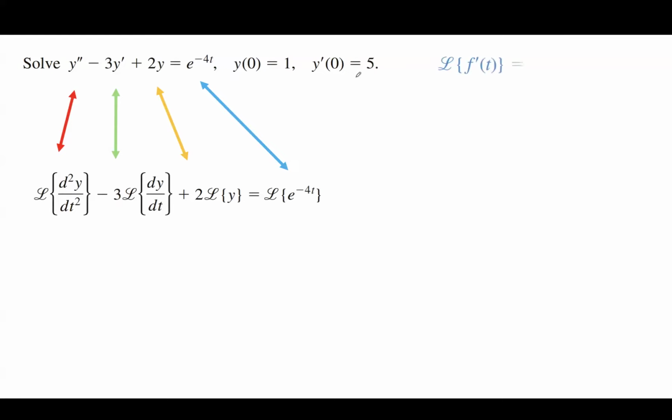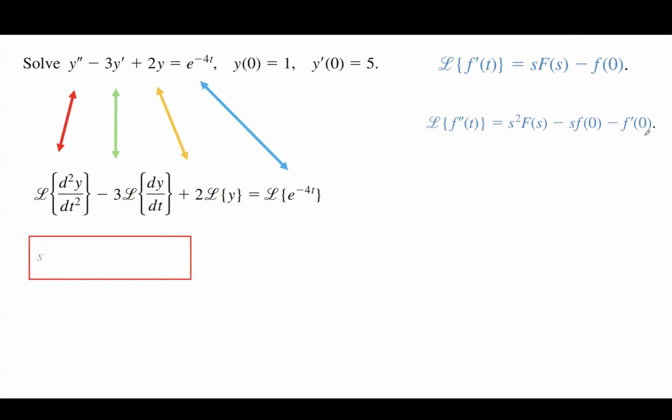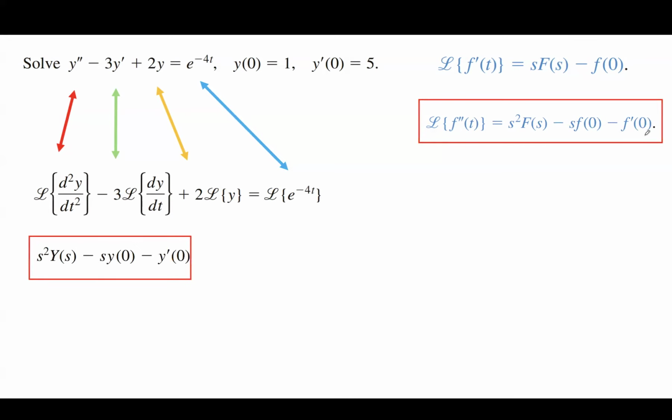Remember the formula. The Laplace of the first derivative is s F(s), and you can use Y(s) instead, minus f(0). And the Laplace of the second derivative is s squared F(s) minus s f(0) minus f prime at 0. So we're going to substitute these, use algebra, and then partial fractions to solve this differential equation. So first of all, the Laplace of the second derivative is s squared Y(s) minus s y(0) minus y prime at 0, which is the same as the formula that we have here.